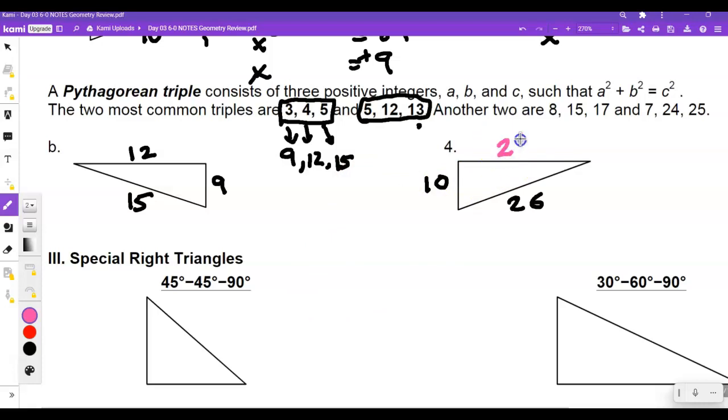$24. Very good. So if you look at this and say, well, 10, that's 5 times 2. The hypotenuse is 26, so I skip over here. That's 13 times 2 is 26. So if I just multiply 12 times 2, I get 24. So you can do a little shortcut there if you spotted it. Okay.